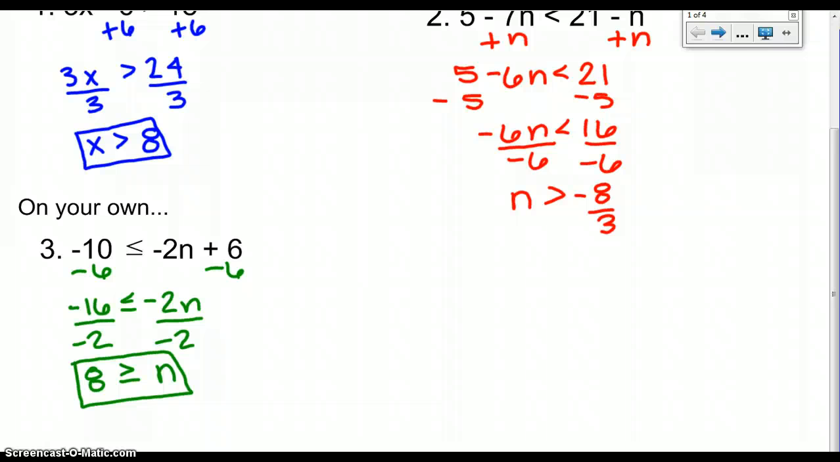Okay, I'm back. You can see what I did. I just subtracted 6 from both sides. Then I divided by negative 2 to get 8. And then since we divided by a negative, we have to switch the sign. So now it's 8 is greater than or equal to n. Hopefully you guys got that. And if not, we will work on it in class. But we're going to move on.